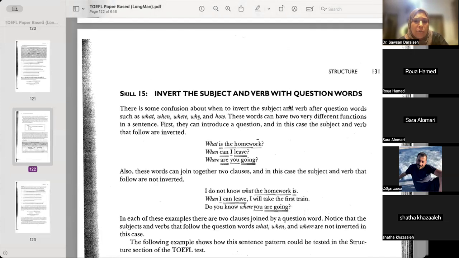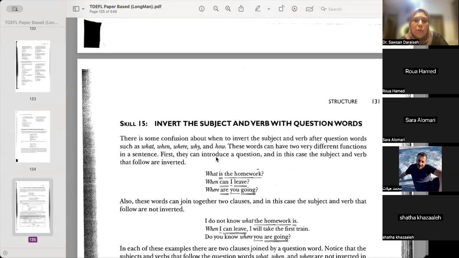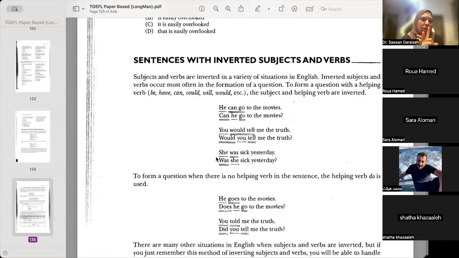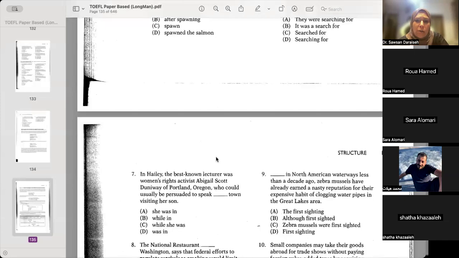Invert the subject and the verb with question words. So this is not a tough skill. I think it's one that you know. Inversion means to exchange the subject and the verb. So with question words, like when, we exchange the subject and the verb. This is what we're going to work on, okay?